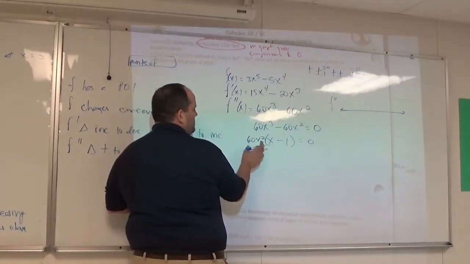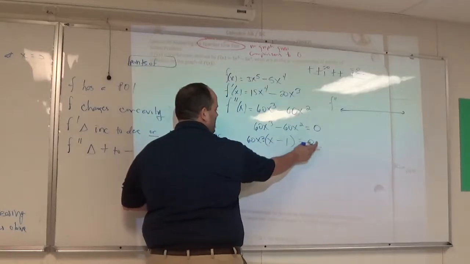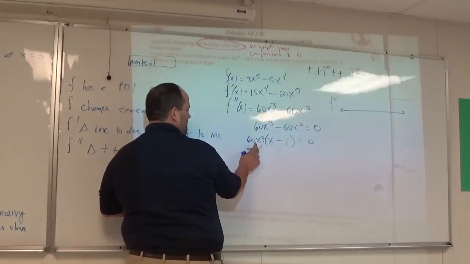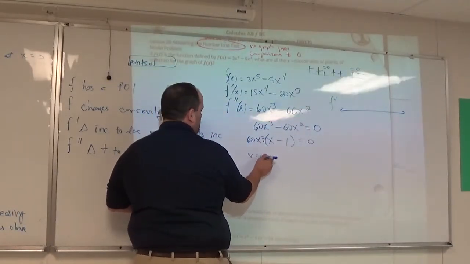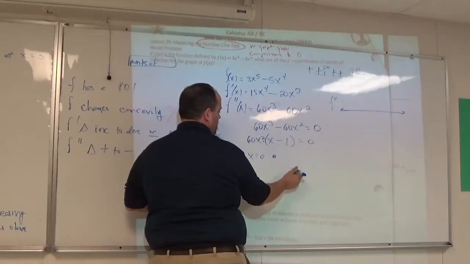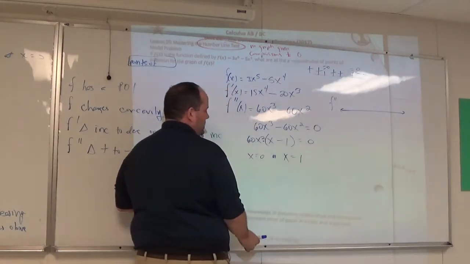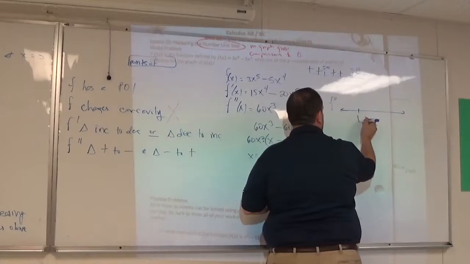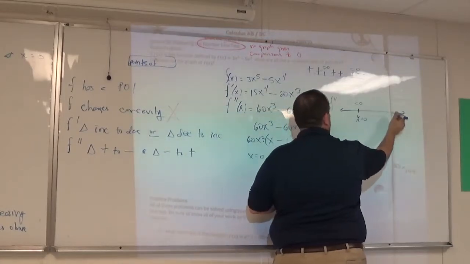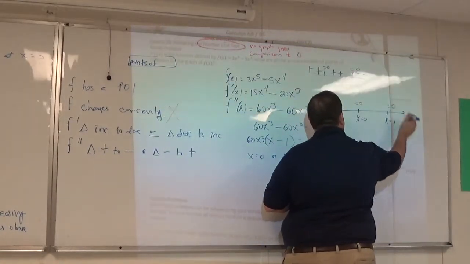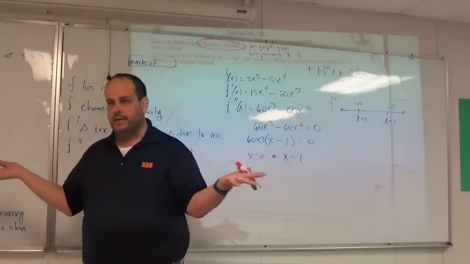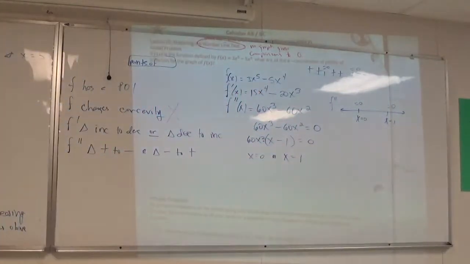Now I need the roots. 60x squared times x minus 1 is equal to 0. I think I know the roots here. 0, and the root over here? x equals 1. Those are the roots. The roots go on your number line. There it is. That's not it. That's not done. Don't fall for it. I tricked the last class.